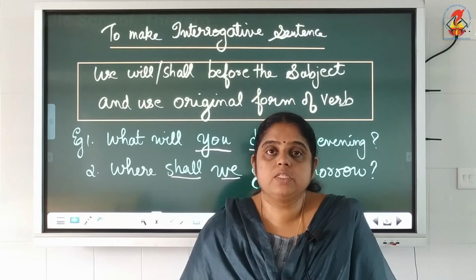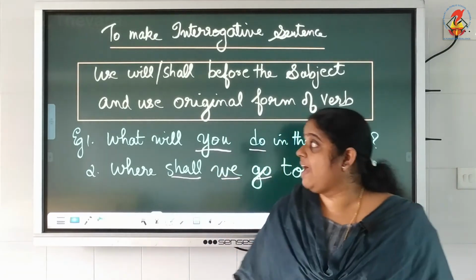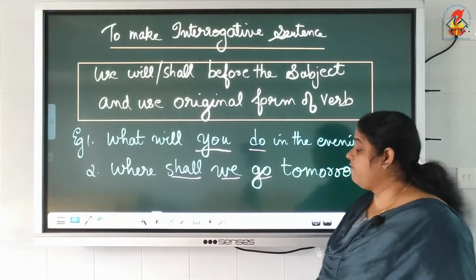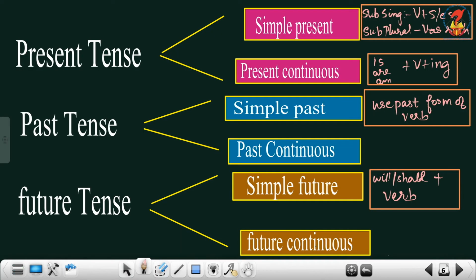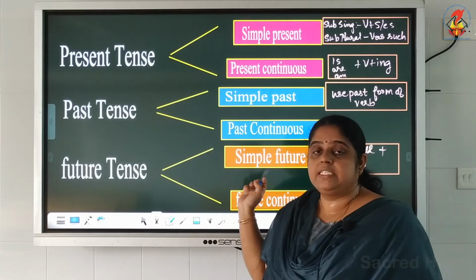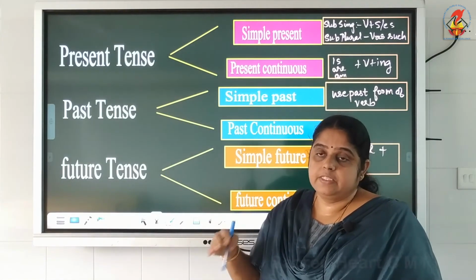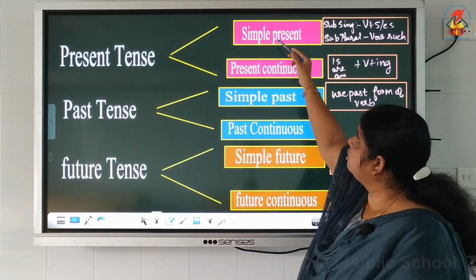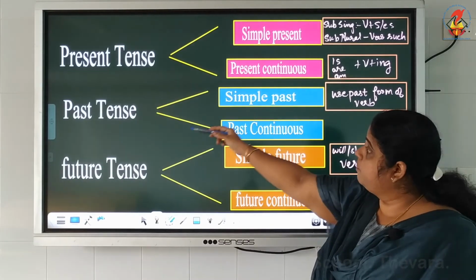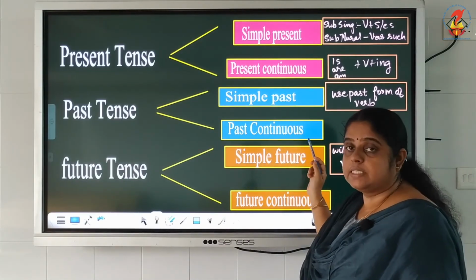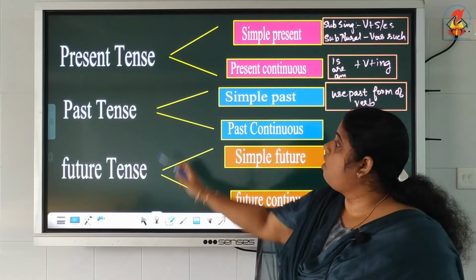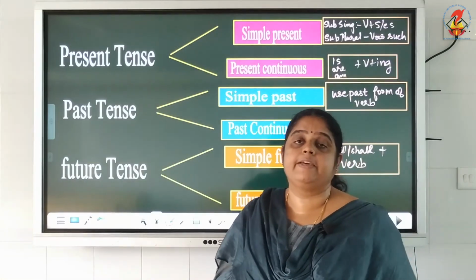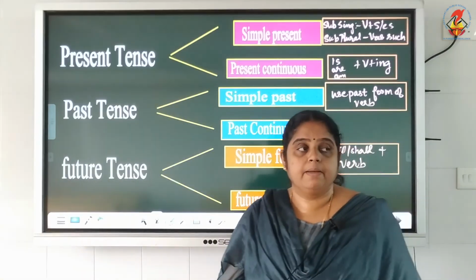Okay, I hope all of you understood simple future tense. Okay, we shall have a small revision of what we have learned till now. See, we have learned three tenses: present, past and future tense. I told you each one is divided into different subdivisions. Present tense is divided into simple present, present continuous. Past tense is divided into simple past, past continuous. Future also has simple future and future continuous. All of these we are not discussing this year. The rest you will study in the coming years.